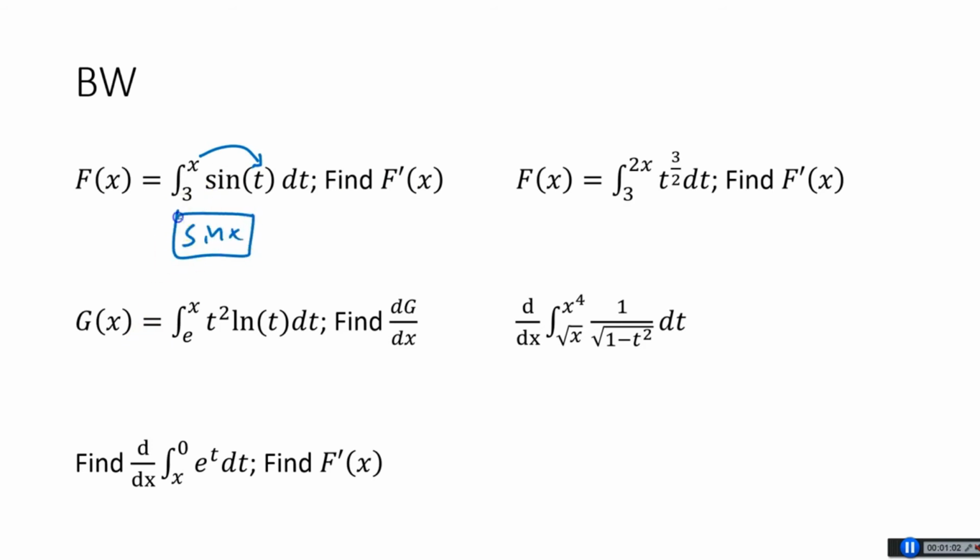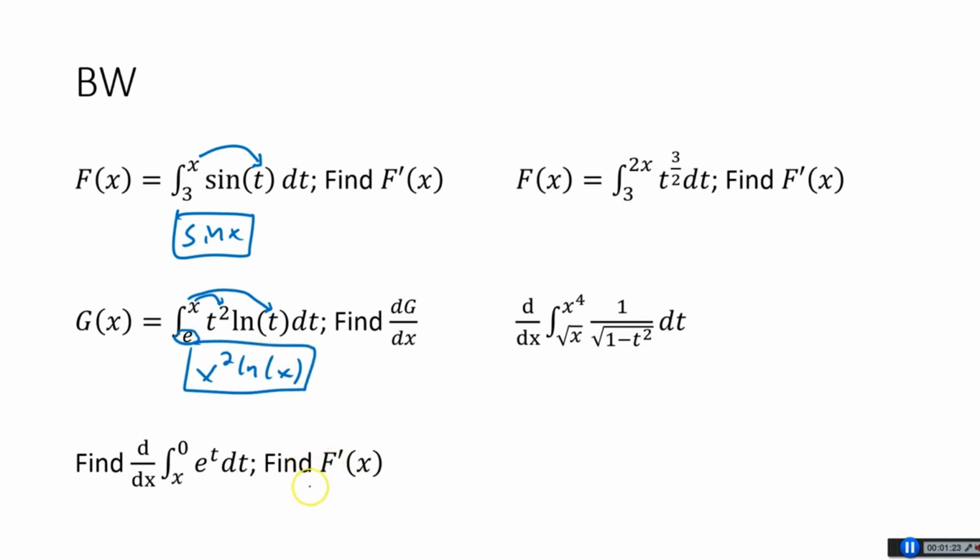That's it. The next one, we're looking for dg dx. So g of x is the integral from e to x. Again, e is just a constant. t squared ln t dt. So we just take the x and we dump it in everywhere we see a t. That's it. x squared ln of x. That's it.